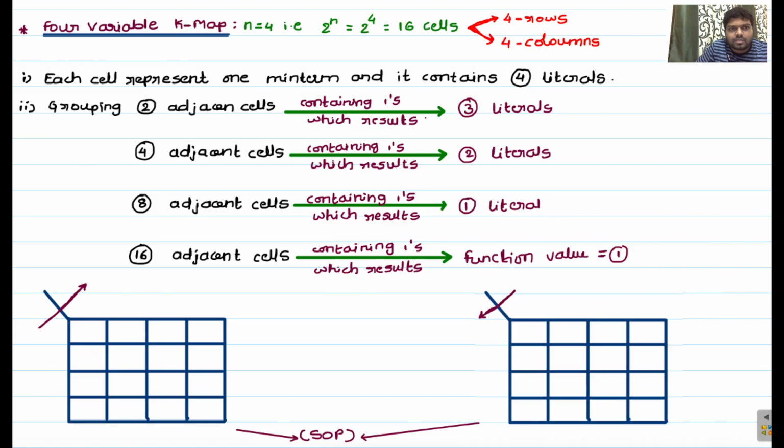Next topic is 4 variable K-map. 4 variable is nothing but n equals 4. If n equals 4, the total number of possible cells is 16. Why? Because 2 to the power of n, where n equals 4, so we get 2 to the power of 4. Finally we will get 16 cells.